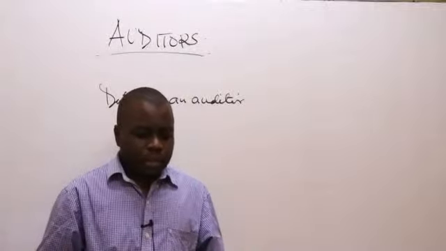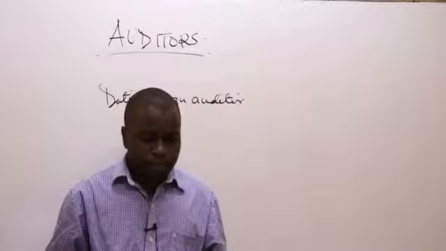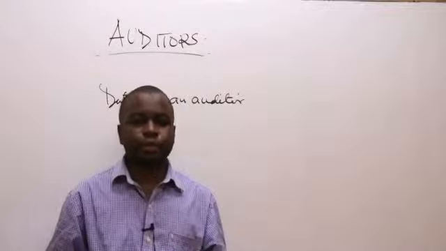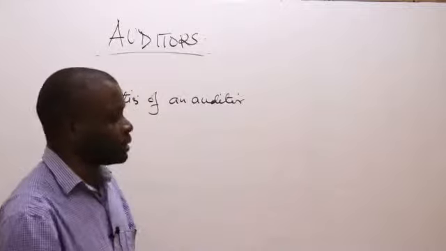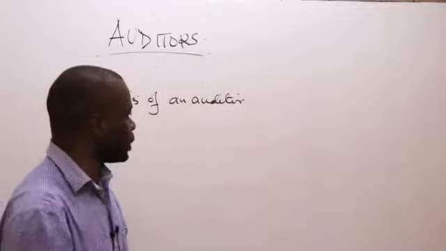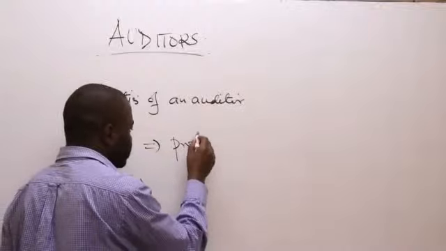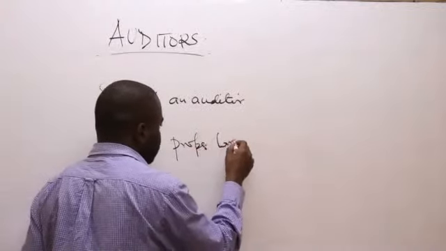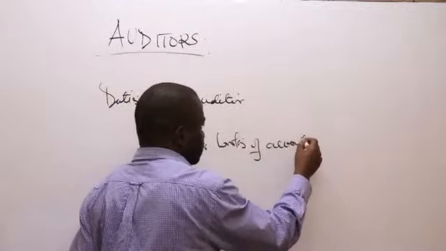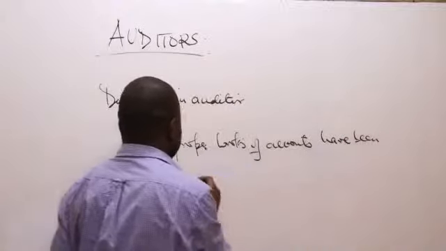So basically what the auditor will be able to do, when you talk about laying the accounts before the members of the company, is that when he's carrying out his work, he will ensure that adequate or proper books of accounts have been kept by the company. So the key thing here is that he must ensure that proper books of accounts have been kept by the company.